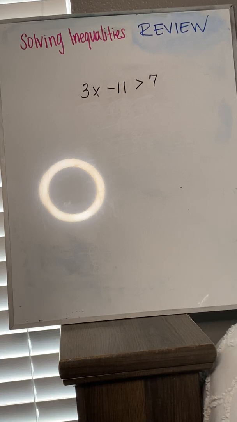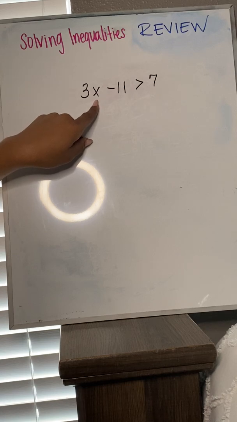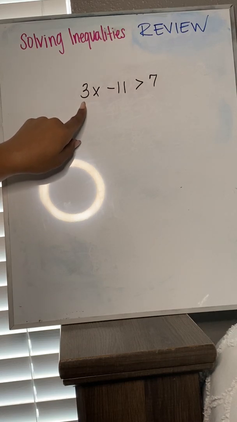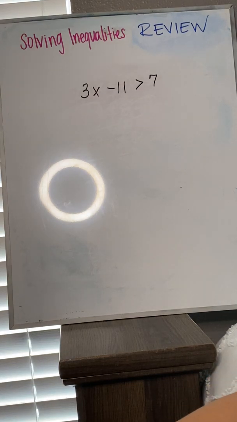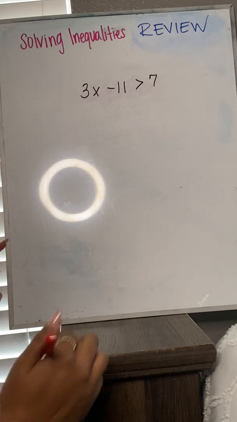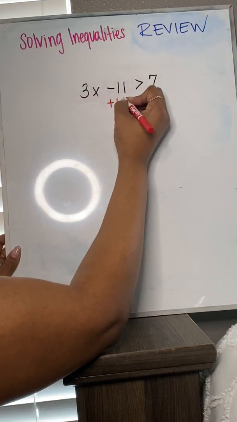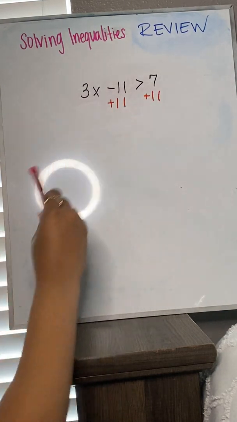Keep in mind that when you're solving, your goal is to get the variable alone. So that means I want this 3 to go away, I want this minus 11 to go away. When I am trying to isolate the variable, you want to start by canceling the thing that is not attached to the variable. The 3 is attached to the variable, so I'm going to wait until the very end to get rid of the 3. So what I'm going to do first is cancel minus 11 by doing the opposite, which is plus 11. Remember that you must do it on both sides.